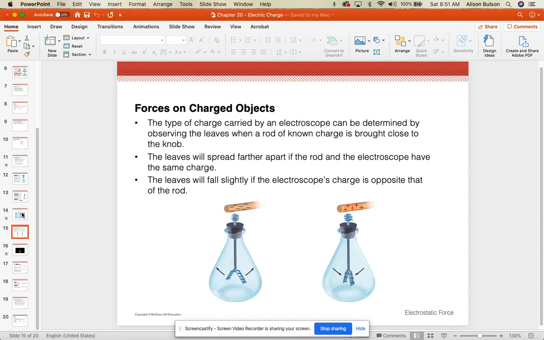The type of charge carried by an electroscope can be determined by observing the leaves when a rod of known charge is brought close to the knob. So I know that the black PVC plastic stick gained a negative charge from the fur, based on the chemistry of the fur molecules versus the PVC molecules, to be explained later. And so I've charged my electroscope negatively.